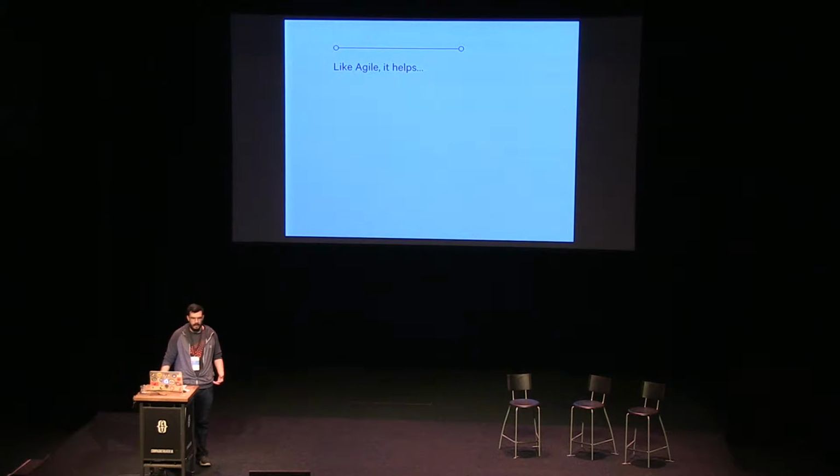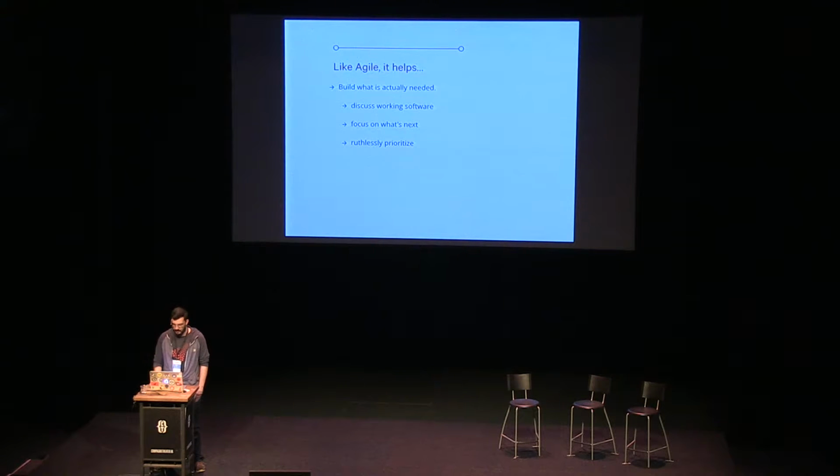Like Agile, continuous deployment helps because it allows us to focus on building what is actually needed. This is enabled because we're discussing working software. We have up-to-date versions on devices. We're able to focus on what's next and also prioritize what the next features are. One of the key parts of this is avoiding too much work in progress, ultimately trying to save money. And also, we want to realize our investment in either learning or value sooner.